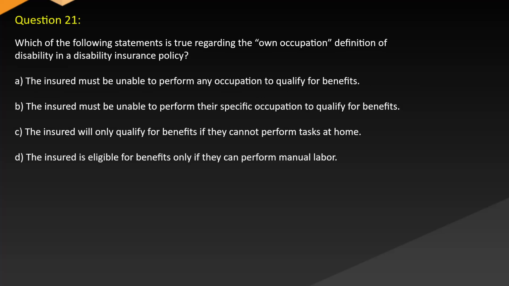Question 21. Which of the following statements is true regarding the own occupation definition of disability in a disability insurance policy? A. The insured must be unable to perform any occupation to qualify for benefits. B. The insured must be unable to perform their specific occupation to qualify for benefits. C. The insured will only qualify for benefits if they cannot perform tasks at home. D. The insured is eligible for benefits only if they can perform manual labor.